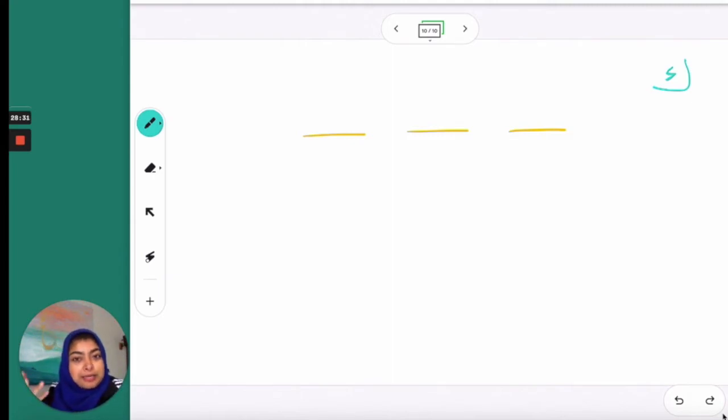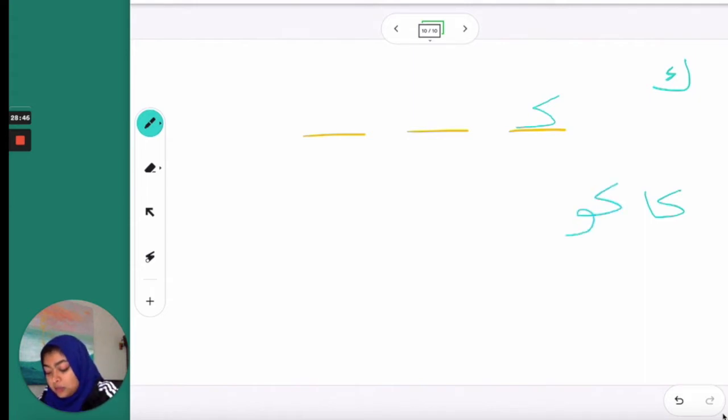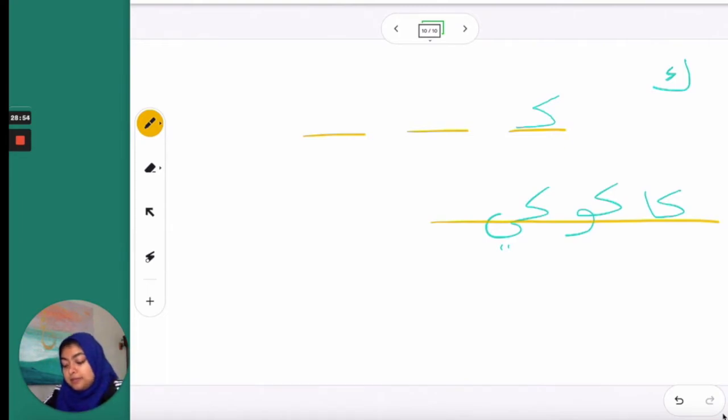Almost like it's just reminding us that, hey, the kaf is funky. It looks different when it's in initial position. So initial position, diagonal shape like this. If I have it with an alif, it will look like this. Ka, ku, ki. And all the while you have it sitting on the line.